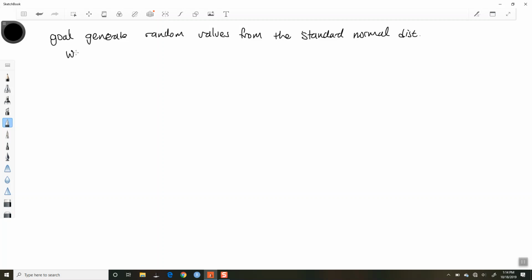And we have the PDF. The PDF of the standard normal distribution is 1 over root 2 pi sigma squared, but sigma is 1. And e to the negative, and I guess I should use z here, x minus mu squared, but because mu is 0, it just ends up being negative z squared over 2. So this is what we have, right?